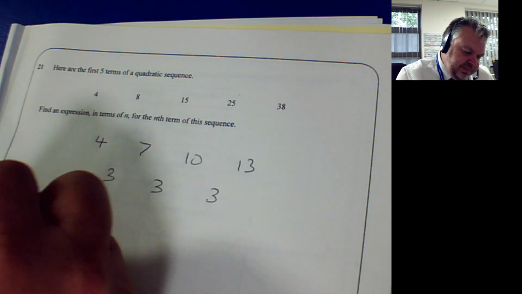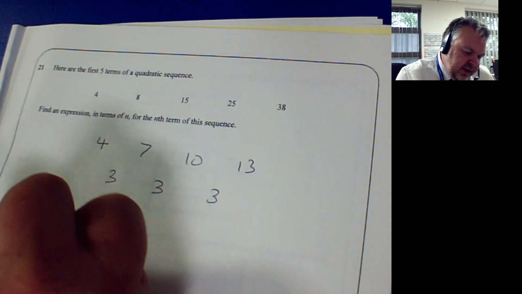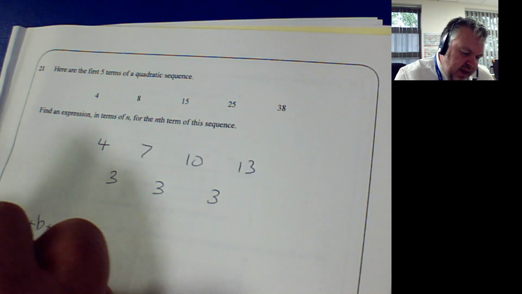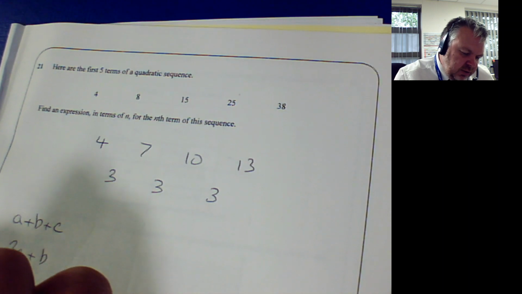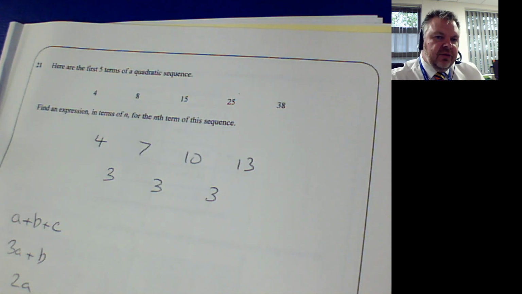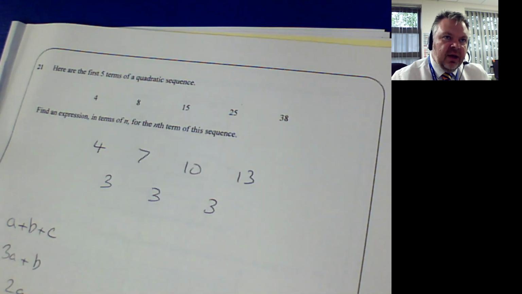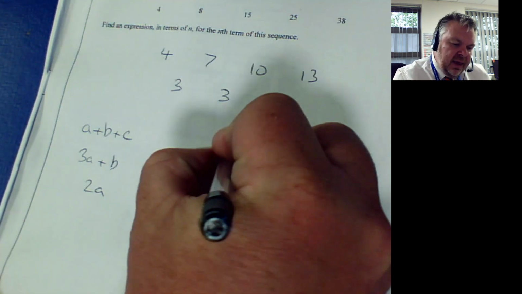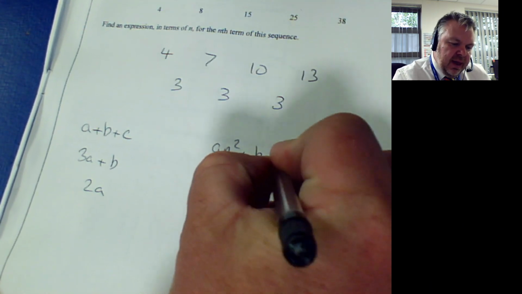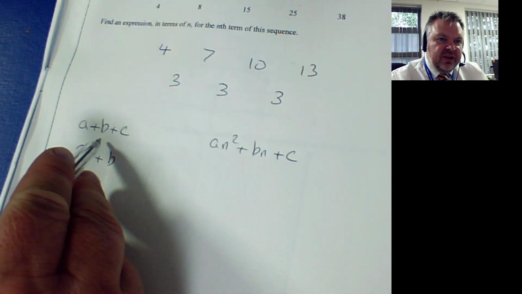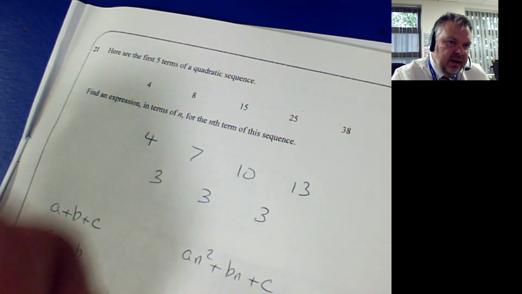There are a number of formulas that you need to know. You need to know a plus b plus c, 3a plus b, and 2a. Those are going to give you the different coefficients that go in front of your quadratic when it's in the form an squared plus bn plus c. Where do these numbers come from? Well, they come from here, here, and here.